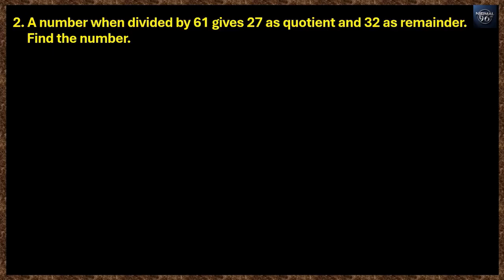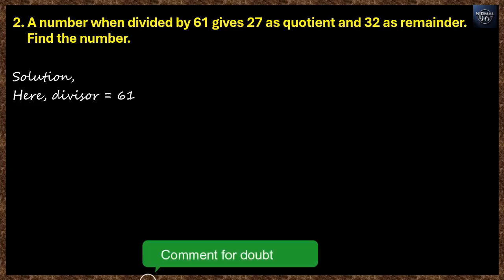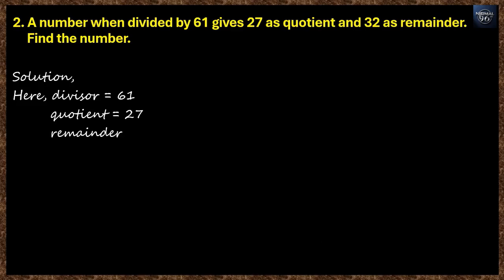A number, when divided by 61, gives 27 as quotient and 32 as a remainder. Find the number. The question is very simple. Let's solve it. So first we will add solution. Next you can see here divisor equals 61, quotient equals 27, and remainder is equal to 32. So what do we need to find? We need to find the number.